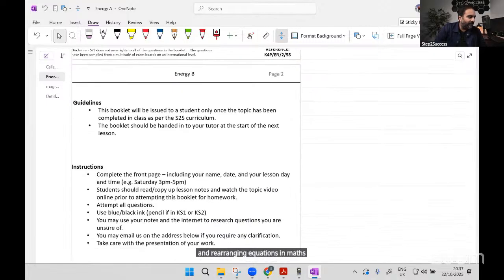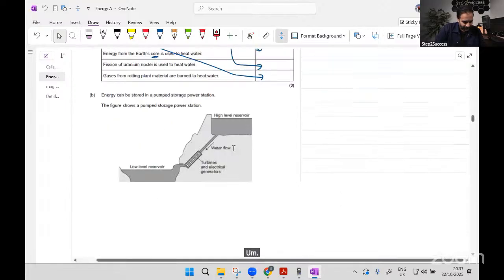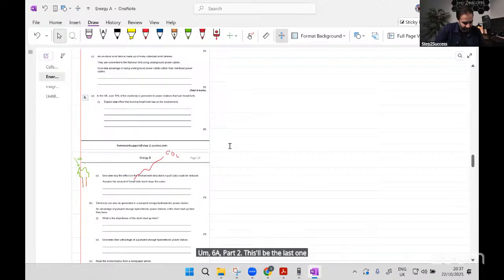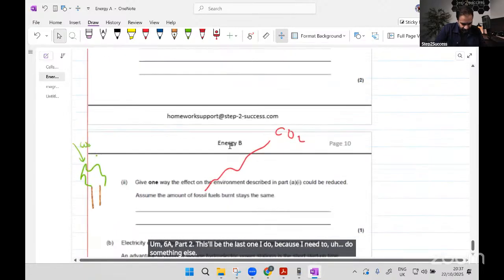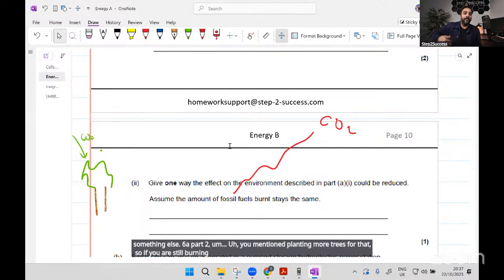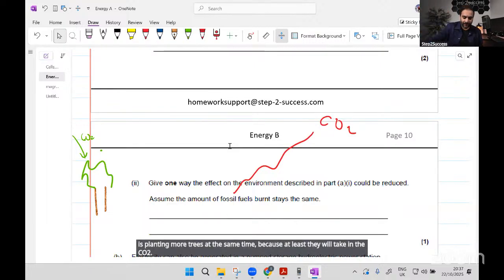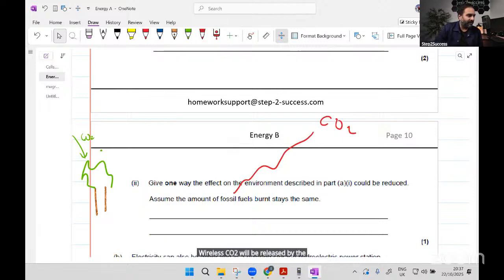There seems to be one more question that's come in. 6A part 2. This will be the last one I do because I need to do something else. 6A part 2. I mentioned planting more trees for that. So if you are still burning fossil fuels, one way you could help the environment is planting more trees at the same time, because at least they will take in the CO2, whereas the CO2 will be released by the burning of the fossil fuels.